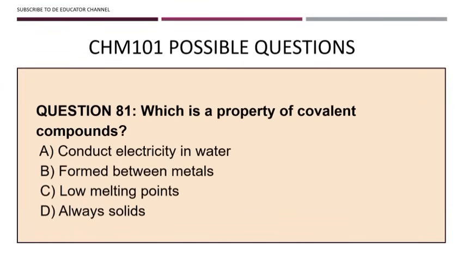81. Which is a property of covalent compound? A property of covalent compound is low melting point. Remember that electrovalent has high melting points, but covalent has low melting point. Remember that electrovalent and covalent are somehow like one and opposite. One is transfer, that is electrovalent, while covalent is sharing, they share the bond.